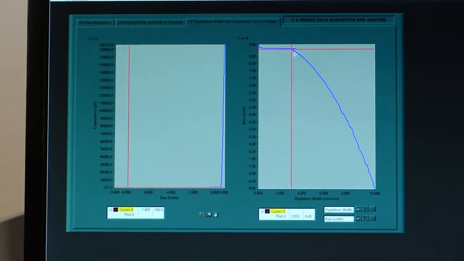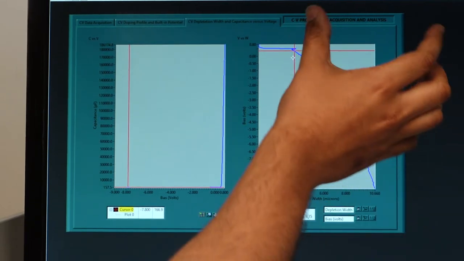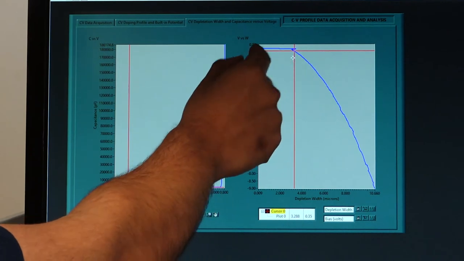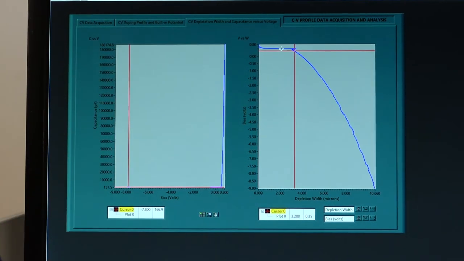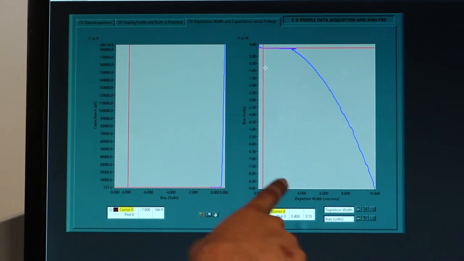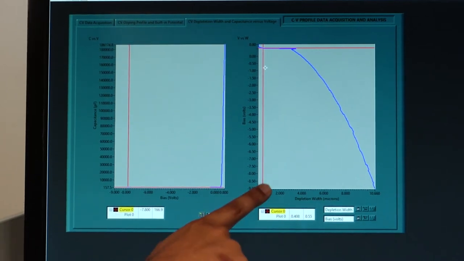You can note also that once we are entering near the forward bias regime, the depletion width shrinks very sharply with the applied bias. So we must ensure that we select a voltage which shrinks the depletion region completely. In this case, if we select 0.5 volts, the depletion width has become 0.55 microns.